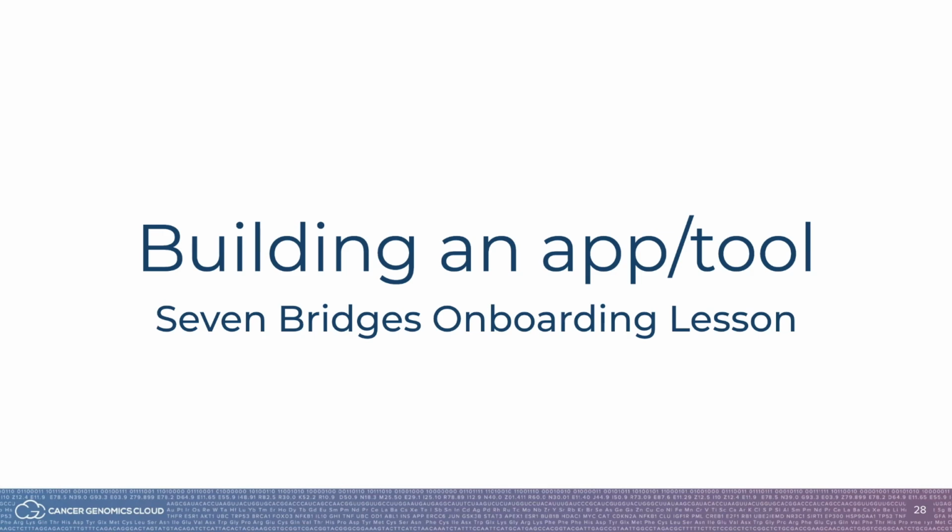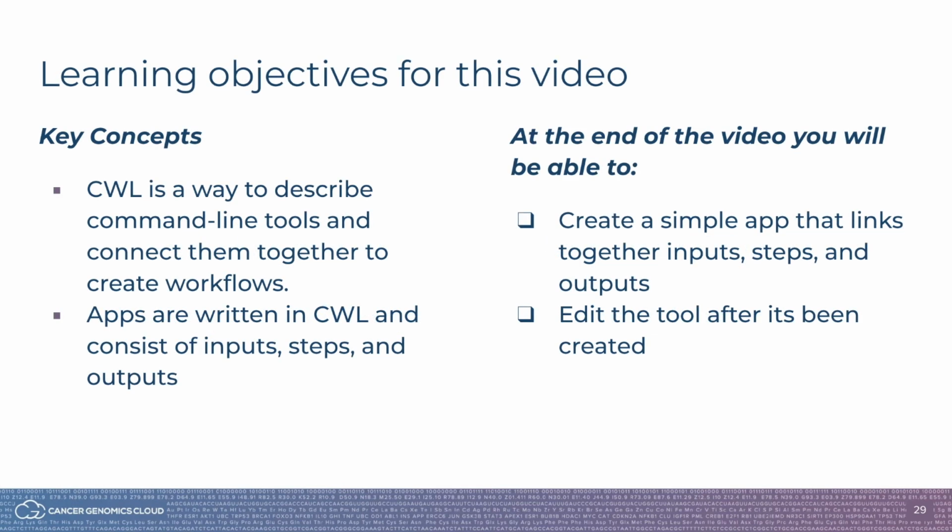In this video, you will learn all about creating or customizing your own app on the platform. While watching this video, please keep in mind 2 key concepts. CWL is a way to describe command line tools and connect them together to create workflows. Apps are written in CWL and consist of inputs, steps, and outputs. At the end of the video, you will be able to create a simple app that links together inputs, steps, and outputs, and edit the tool after it's been created.